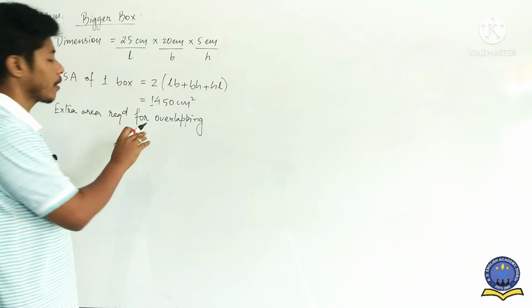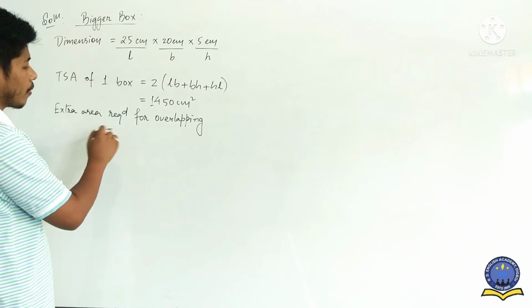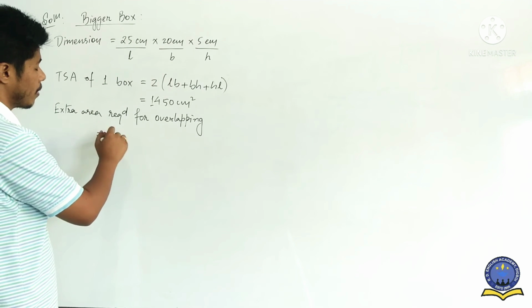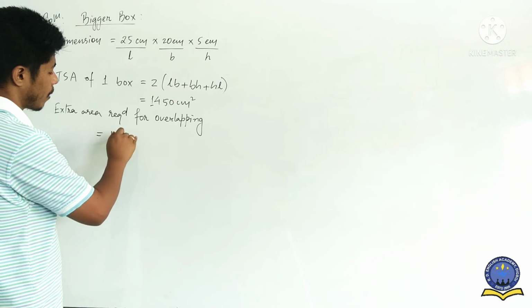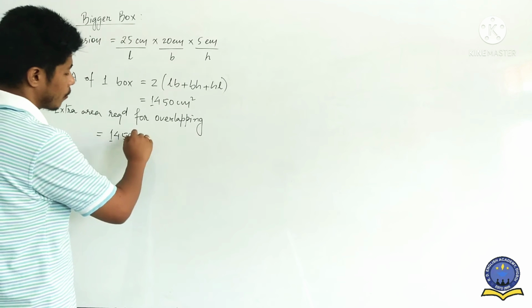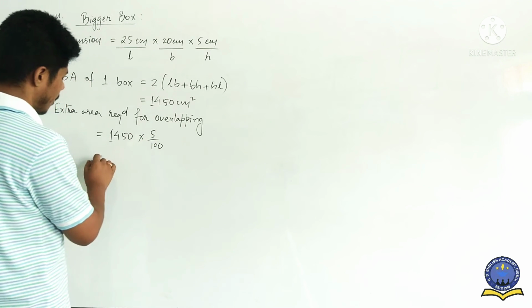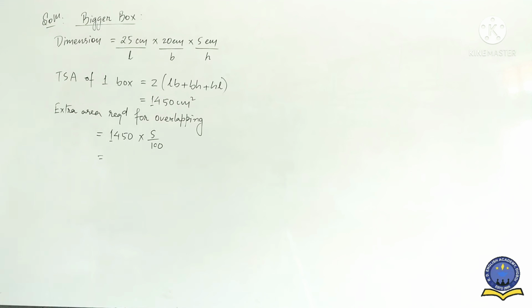So how much area is required here? 5%. For that reason, here you have to write: extra area required for overlapping. The surface area of one box is 1450 into 5%. 5% means we write 5 by 100. Is it clear? And then we have to calculate this.